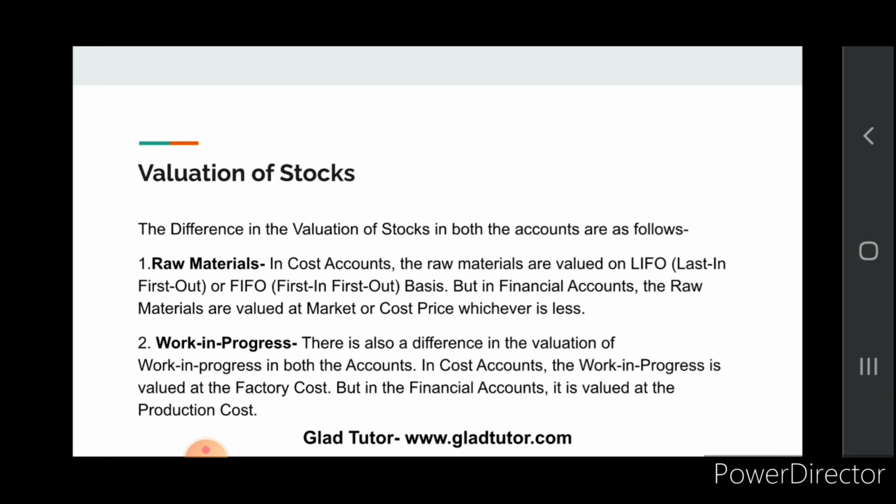The second reason is the valuation of stock. The differences in valuation of stock in both the accounts are as follows. First one is raw material. In cost accounts, the materials are valued at LIFO or FIFO. LIFO is last in first out, so in LIFO we will firstly use our newest materials. And in first in first out, we use our old materials first. But in financial accounts, the raw materials are valued at their market or cost price, whichever is less.